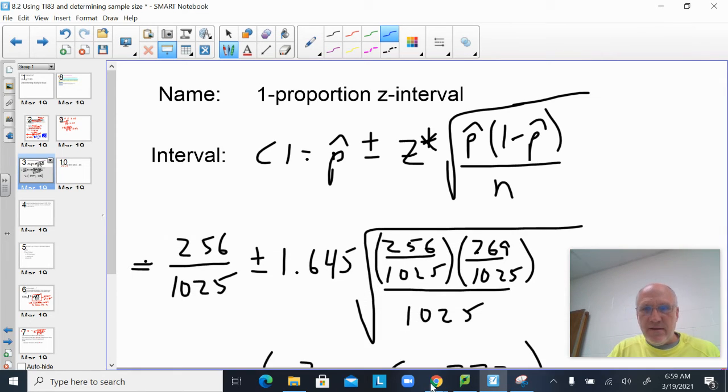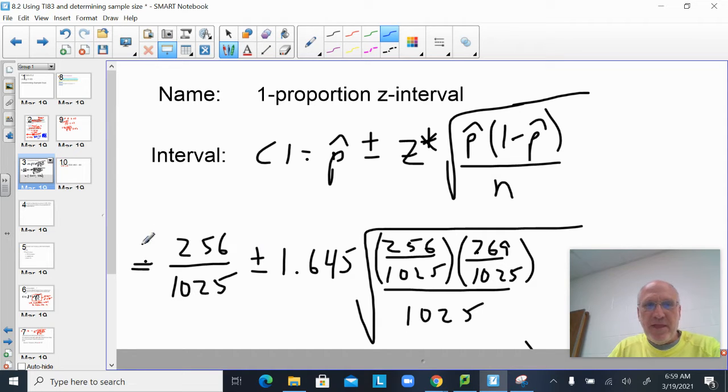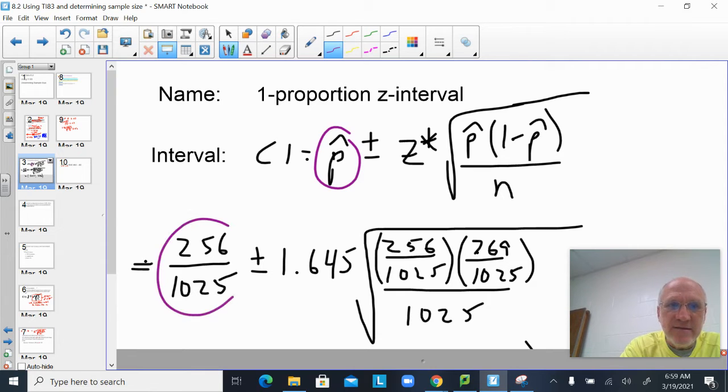And notice that, actually, I plugged everything in here. There's 256 divided by 1025. There's no reason to make that a decimal right there, because all you would do would be round it, and you're losing accuracy. So don't round anything till the very end. But that's p hat. Now let's do some color coding here. My p hat is this.